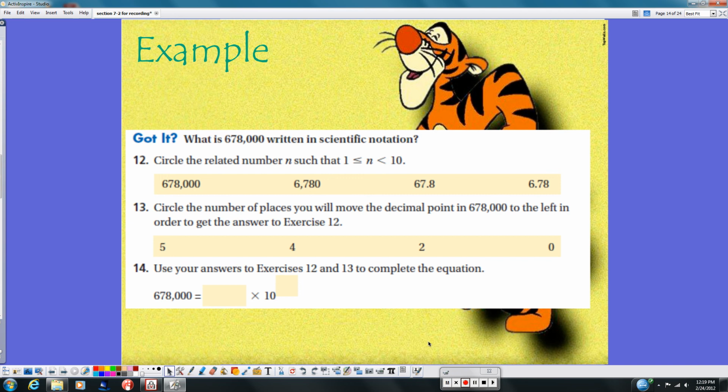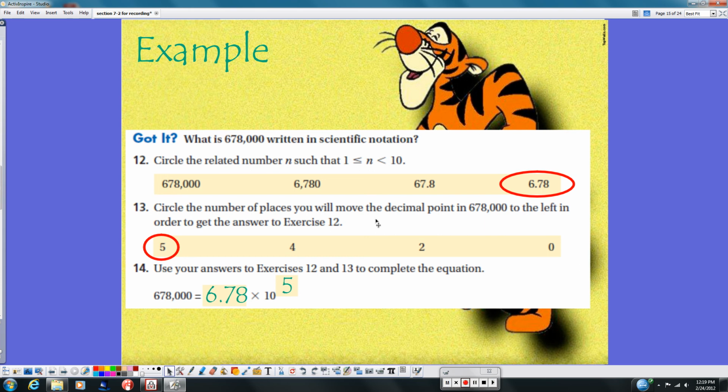Let's take a look at this example and try to write the number 678,000 in scientific notation. First thing we have to do is figure out a related number that makes n between 1 and 10. So looking at our choices here, which one is between 1 and 10? Hopefully you said the last one, 6.78, sorry.